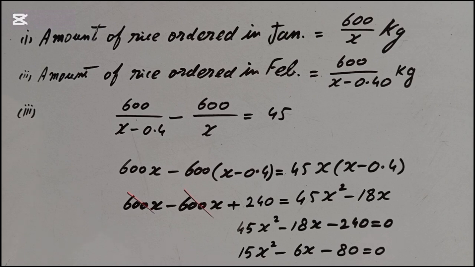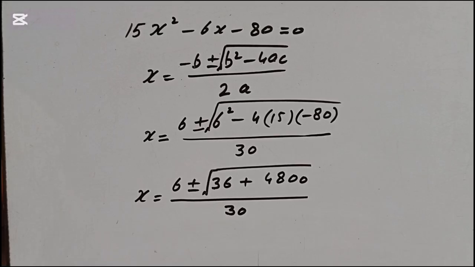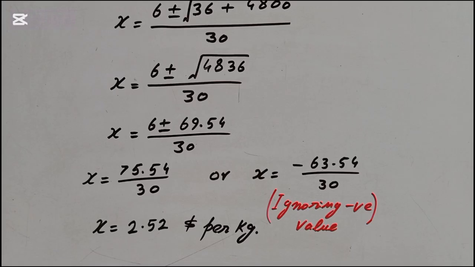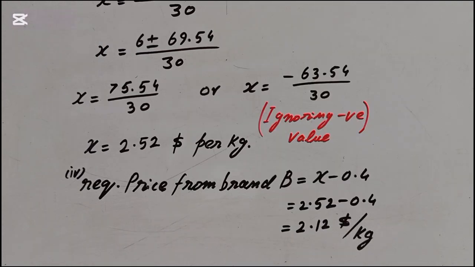Now we will solve it using the quadratic formula. Solving this equation, we consider just the positive value, which is 2.52, and x was the price of rice per kg. So x is equal to $2.52. Per kg price from brand B is equal to x minus 0.4. Now putting the value of x, we get the required price from brand B as $2.12 per kg.